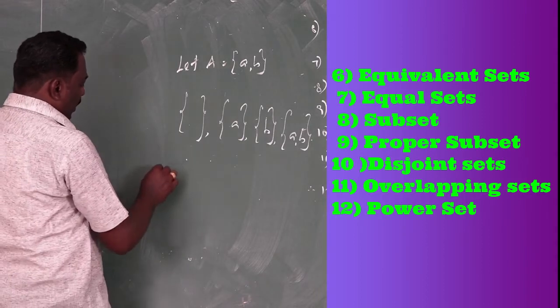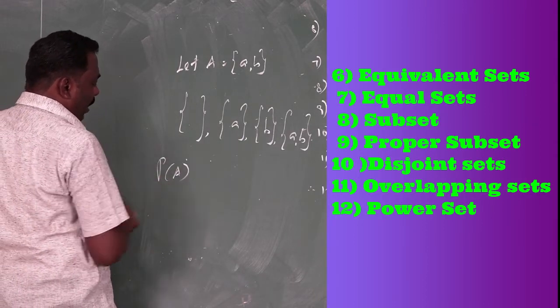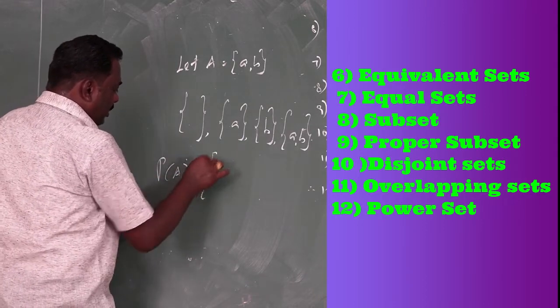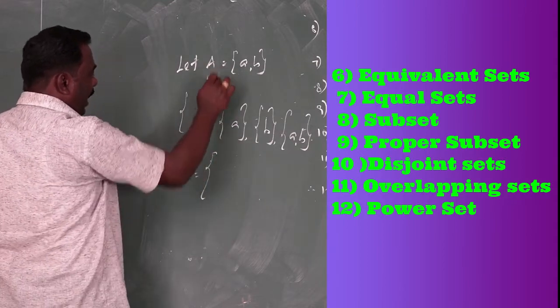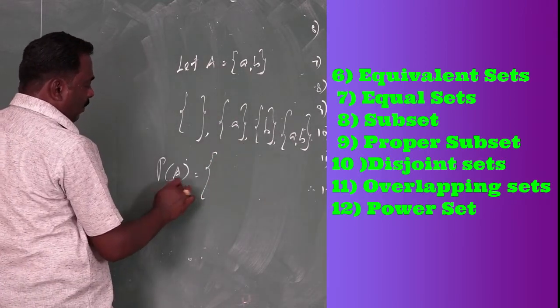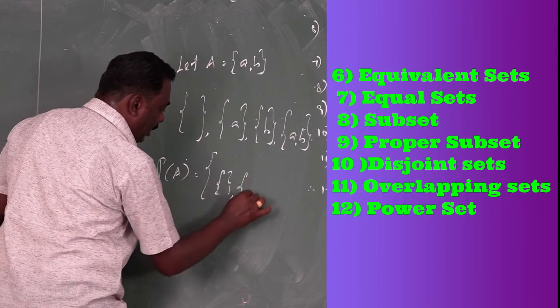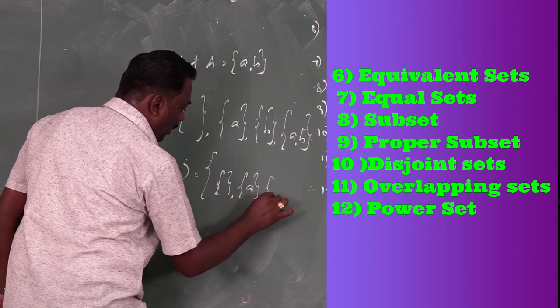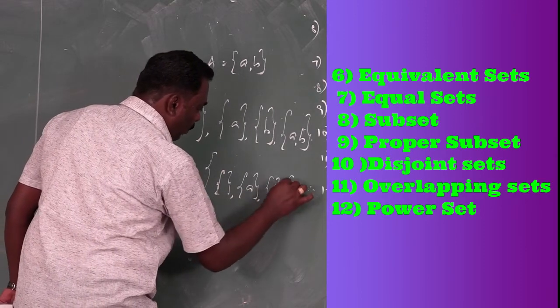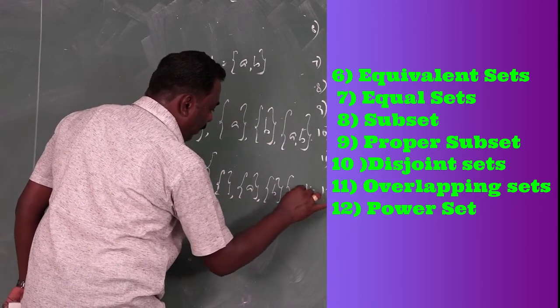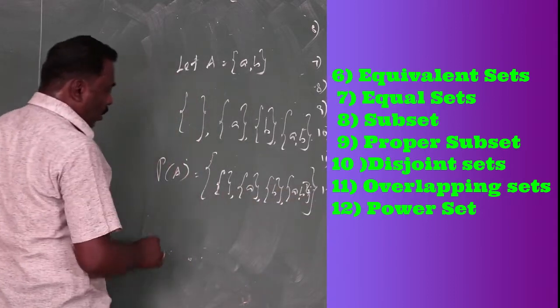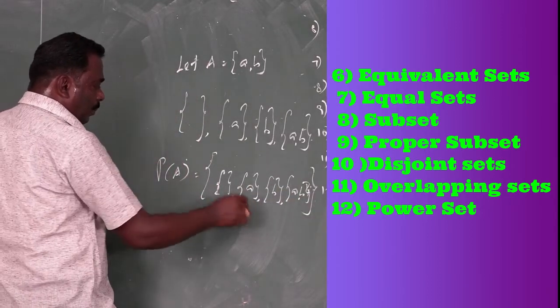Now the power set of A is defined by P(A), which is equal to, within the set brackets, all the subsets of A. Within the set brackets, these are called the power set of A. The first one is the empty set. The second one is the singleton set {a}. The third is the singleton set {b}. The fourth is {a, b}. This set is called the power set.